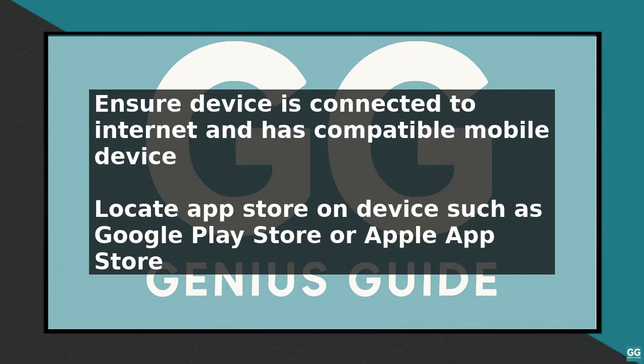Begin by locating the App Store on your device, which is the Google Play Store for Android devices or the Apple App Store for iOS devices. Open the App Store and tap on the search bar. Type in CyberScout and select the app from the search results.